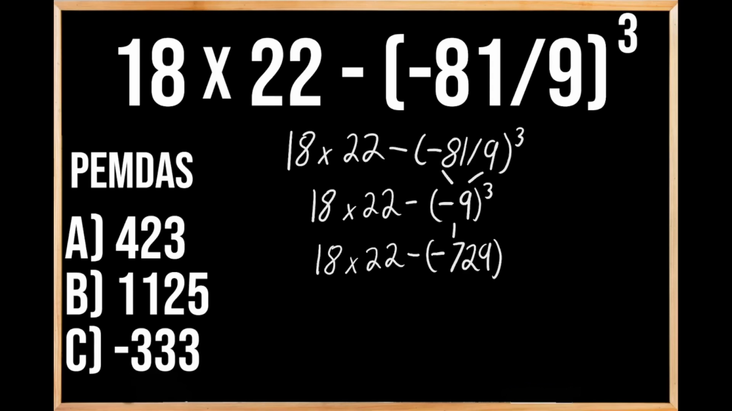Since we don't have any more exponents to deal with here, we're going to move on to our next priority of multiplying or dividing. Here we can see that we're being asked to multiply 18 by 22, which we know gives us 396. Then we're going to bring down the rest of this problem. So we have minus (negative 729).